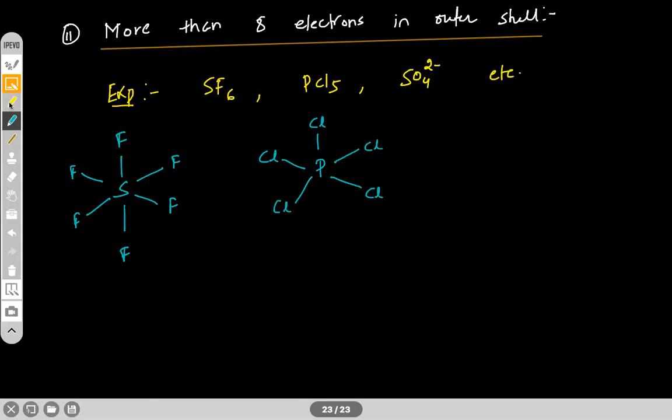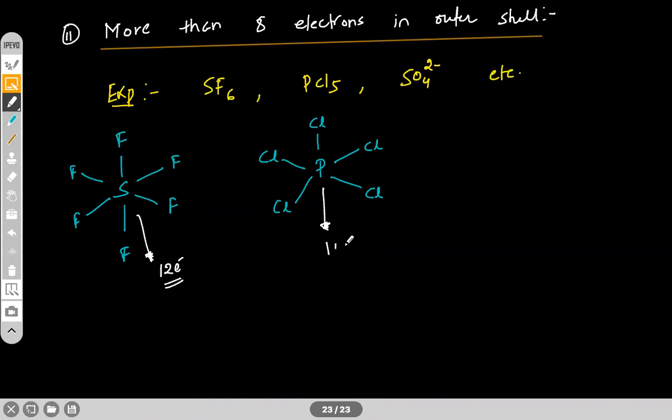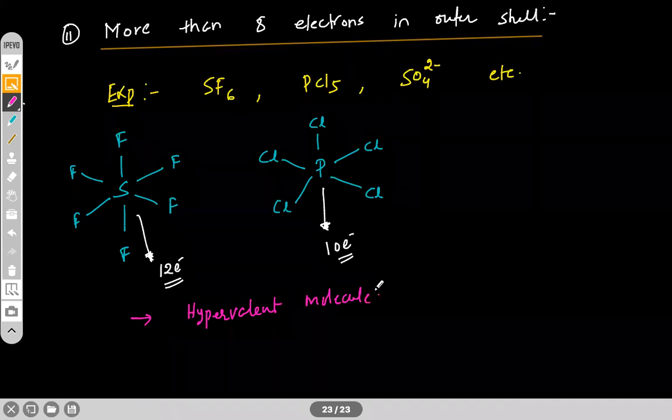Okay, so in all these molecules, the number of electrons this sulfur has, if you count, each bond has 2 electrons. There are 6 bonds. There are 12 electrons for the sulfur atom. For phosphorus, we have 10 electrons. So we can see there are molecules which have more than 8 electrons, but still they are stable. This kind of molecule which has more than 8 electrons but is stable, we call it a hypervalent molecule.